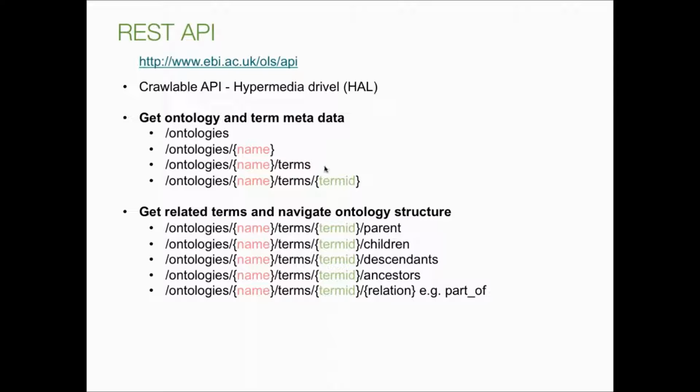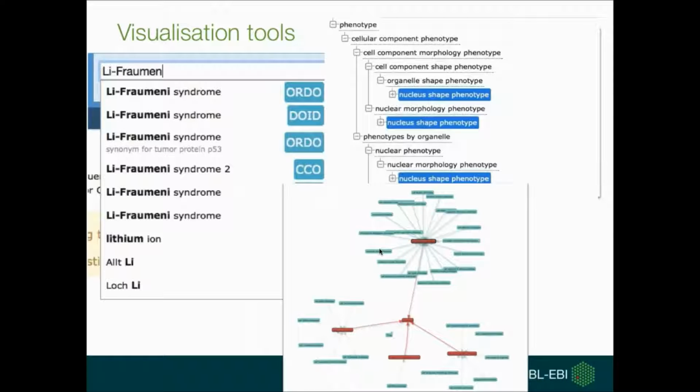So I mentioned the API. I think this is an important feature with OLS. And like I said, you can get access to all the ontologies and all the metadata about the ontologies themselves, plus about each term in the ontology, and then you can get access to all the relationships between terms in the ontologies. So a really powerful API for interacting with ontologies.